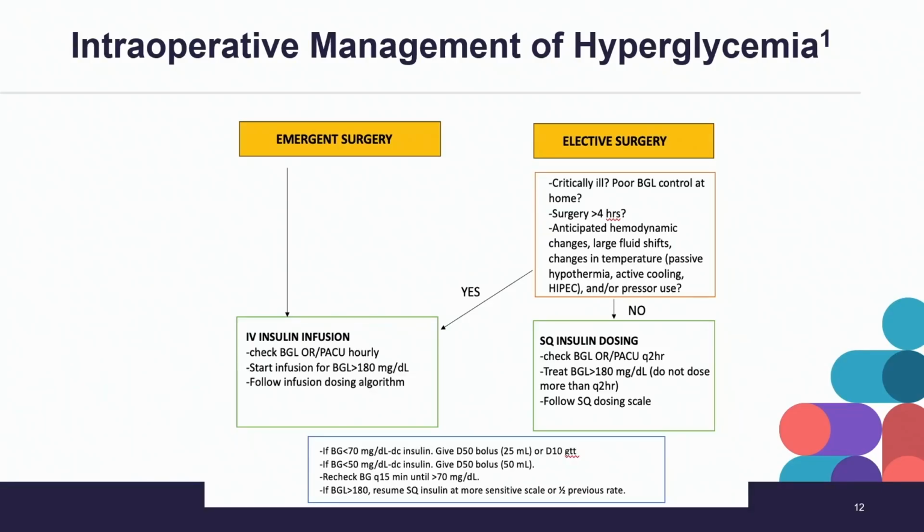stress response. But kind of emergent surgeries, anybody that's critically ill, poorly controlled at home, long surgical duration, or surgeries with large fluid shifts, you want to consider an IV insulin infusion. So you would treat above a sugar of 180. And then each institution should have their own different dosing algorithm. And if you're having an elective surgery and they don't meet these criteria, then sub-Q insulin is appropriate.